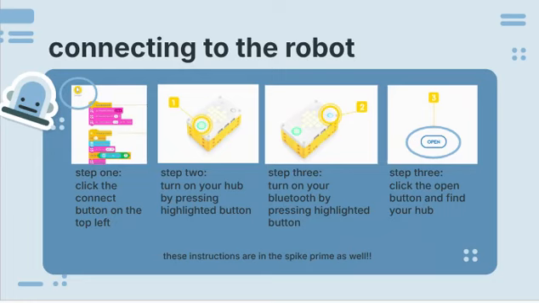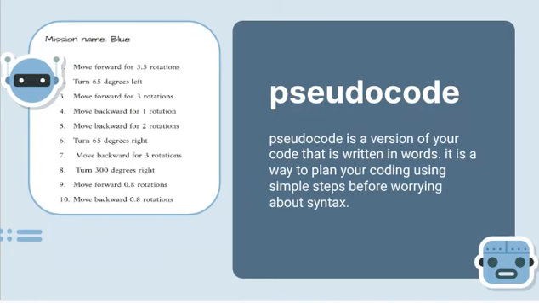Coding in Spike Prime. Step 1. Click the Connect button on the top left. Step 2. Turn on your hub by pressing the highlighted button. Step 3. Turn on your Bluetooth by pressing the highlighted button. So the first highlighted button is right here with the green-blue circle, and the second one to connect to the Bluetooth is the one on the opposite of that, which is lighter blue. Step 4. Click the open button and find your hub. And don't worry if you can't use the instructions right here, because these instructions are in Spike Prime as well.